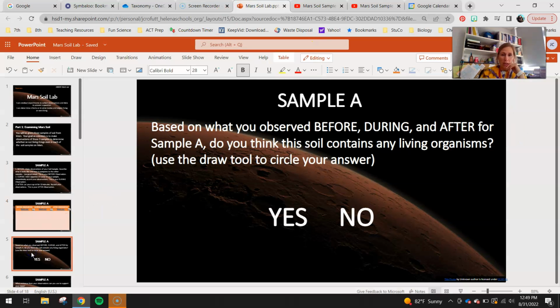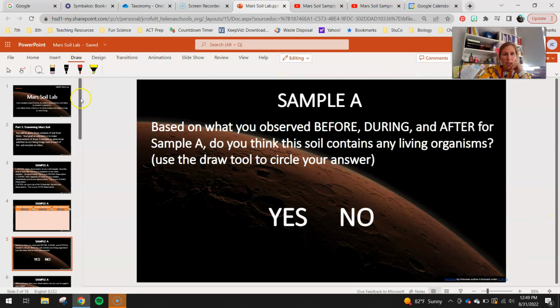Okay, then after doing sample A, you're going to say, all right, based on what you observed before, during, and after for sample A, do you think that sample A contains any living organisms? You will use the draw tool to circle yes or no. You had a little bit of practice with the draw tool in our back to school assignment. Pick a color that you can actually see, so don't choose black because I won't be able to see that. Then you'll highlight either yes or no.